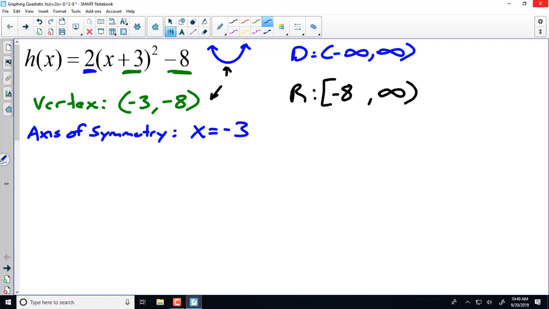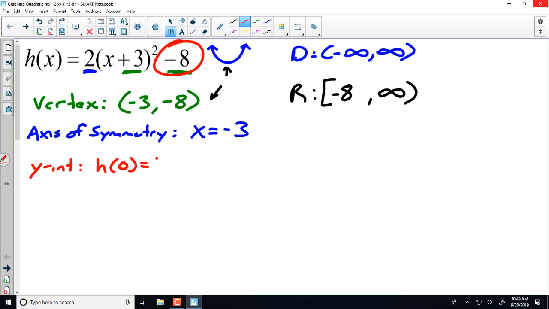Next thing we're going to need is the Y-intercept. Careful with the Y-intercept, because a lot of people think that the Y-intercept is just going to be the number at the end of the equation. They just think it's going to be just -8. But it's not going to be that -8, because the Y-intercept is found by plugging a 0 into the function.